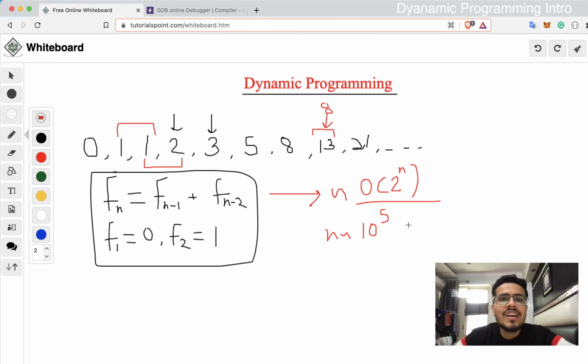Now here our friend dynamic programming comes into the picture. It would help us to reduce this time complexity by a lot. In order to understand what we mean by this, let me open a new whiteboard for you all.